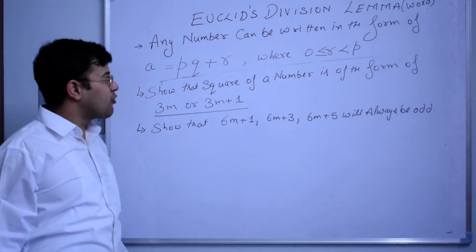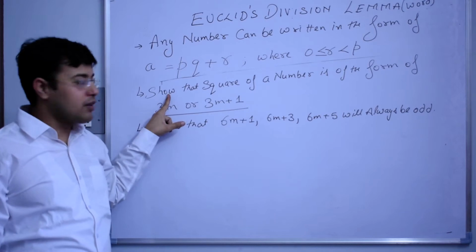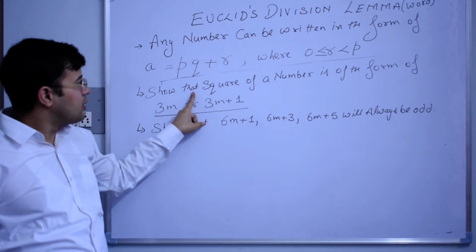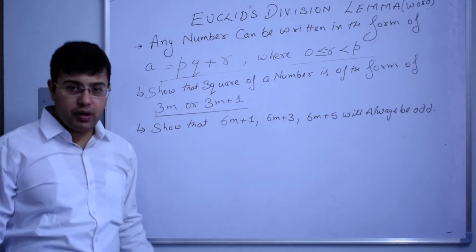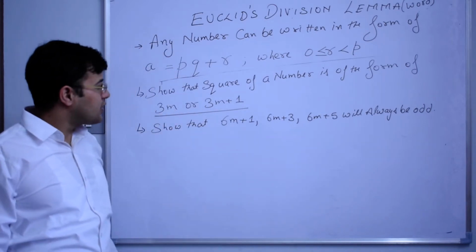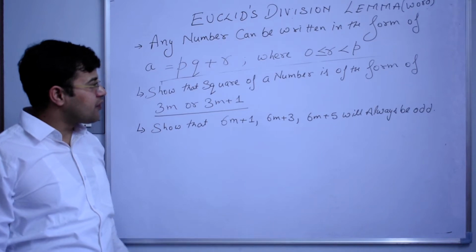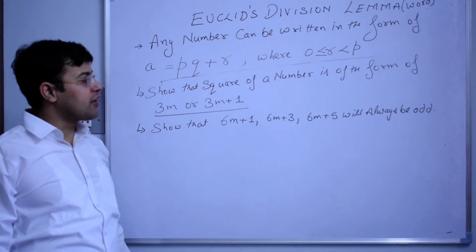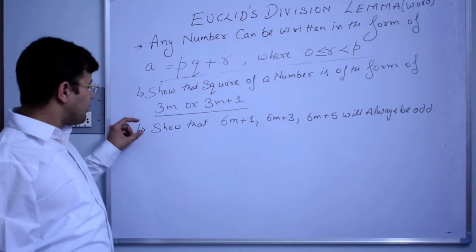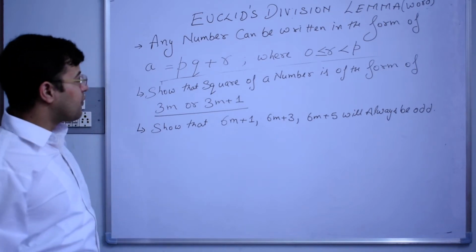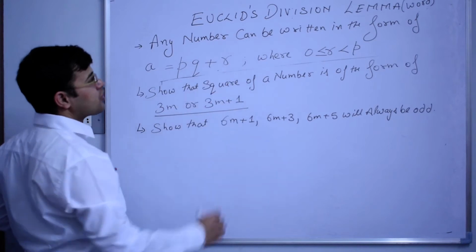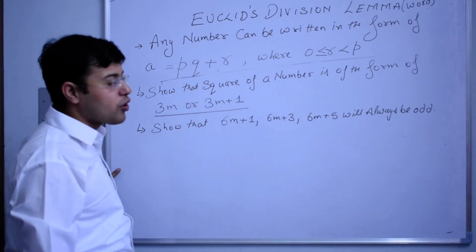Now what are the types of questions that you might see? Example 1: show that the square of a number is of the form 3m or 3m + 1, or show that 6m + 1, 6m + 3 and 6m + 5 will be odd. Whenever you see these questions, you don't know where to start, right? So let's see, we can use Euclid's Division Lemma in proving these questions.